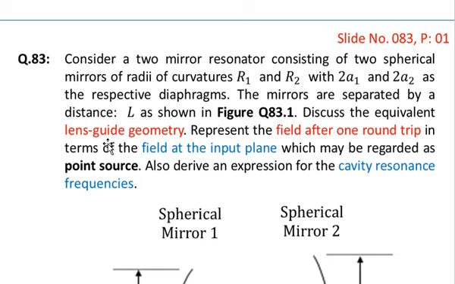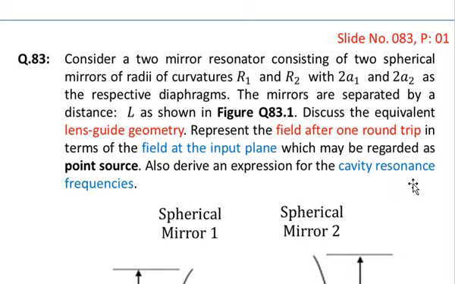Discuss equivalent lens guide geometry. Represent field after one round trip in terms of the field at the input plane, which may be regarded as a point source. Also derive an expression for the cavity resonance frequencies.